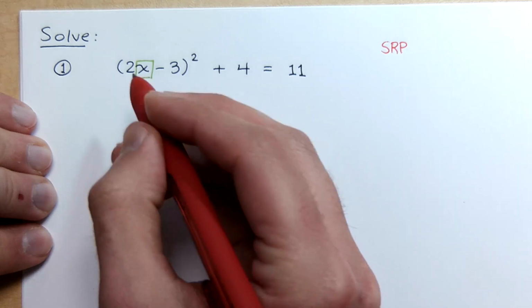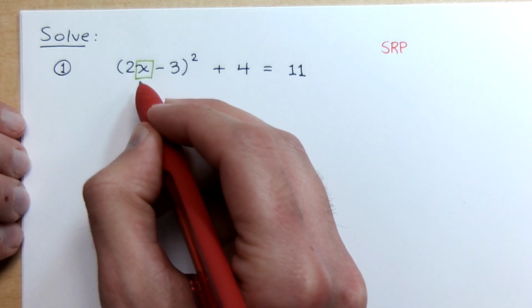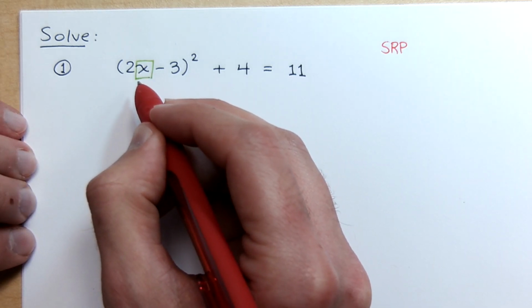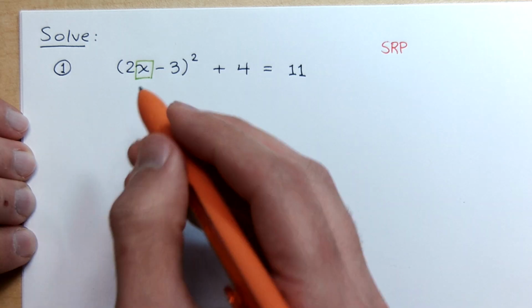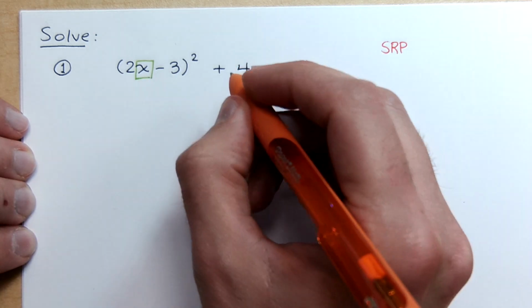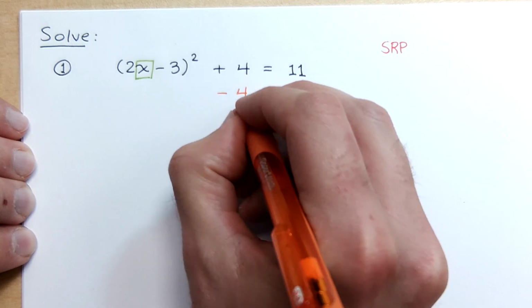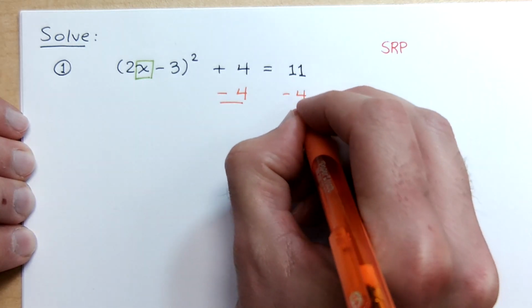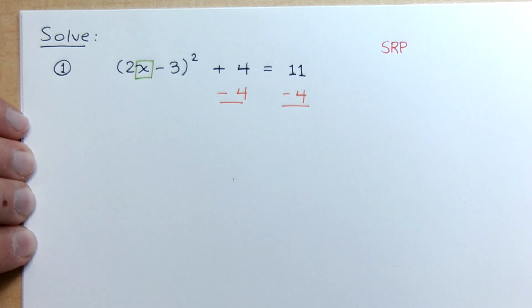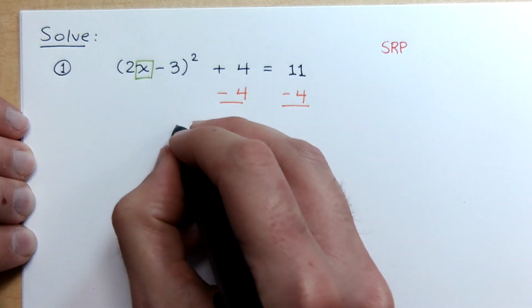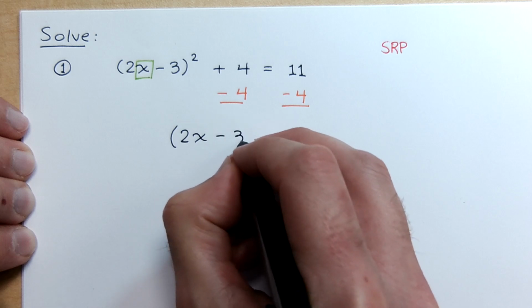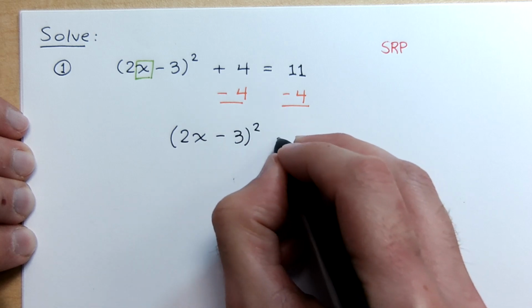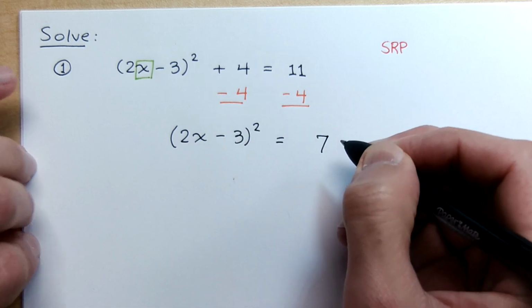And again, since there's only one instance of x, that's what you want to use, and you start peeling away the layers one at a time, starting with the thing that's most external to the x, and that's going to be the 4. So we just subtract 4 on both sides. This is all the way out here by itself, not affecting anybody really. And so now we have 2x minus 3 quantity squared is equal to 7.